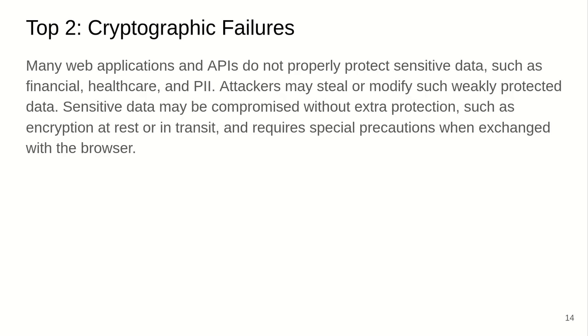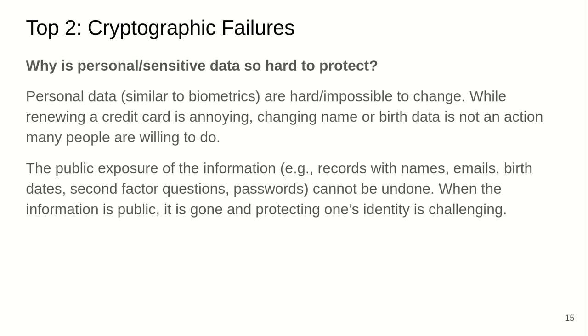The second OWASP top 10 feature is cryptographic failures. So many web applications and APIs do not properly protect sensitive data, such as financial, healthcare, and personally identifiable information. Attackers may want to steal or modify such protected data, and it could be compromised without extra protection. So we're looking for confidentiality and integrity for these cases, and this is where cryptography actually comes in. The data should be encrypted while it is in transit or at rest, and this requires special precautions, of course. Why is it so hard to protect?